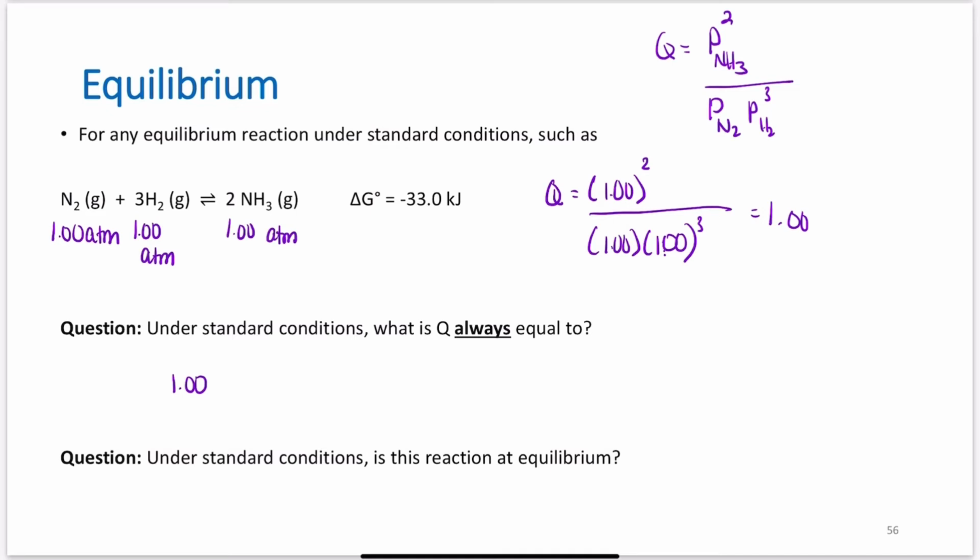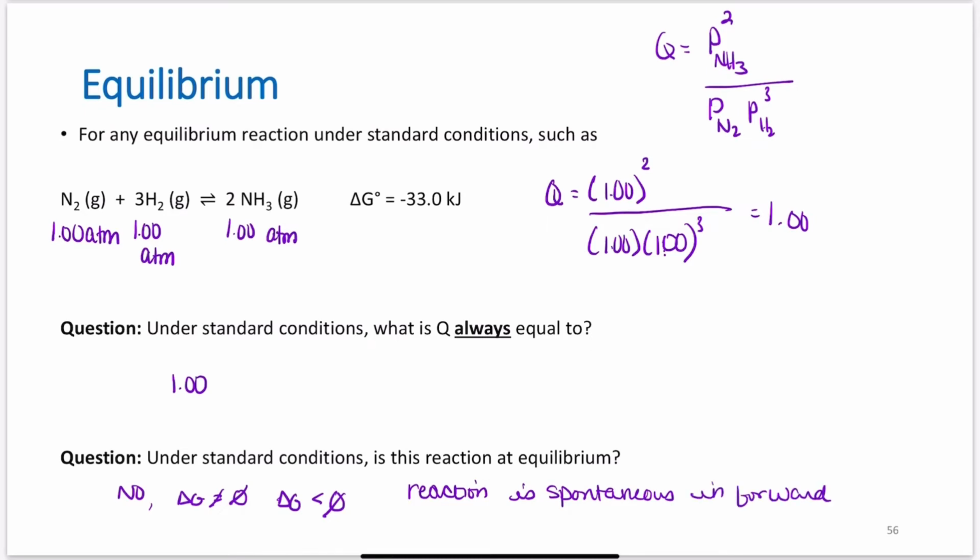Under standard conditions, is the reaction at equilibrium? No, not always. Because delta G here is not equal to 0. Delta G is actually less than 0. The reaction is spontaneous in the forward direction, because delta G is less than 0. If delta G was greater than 0, it would be spontaneous in the reverse direction.